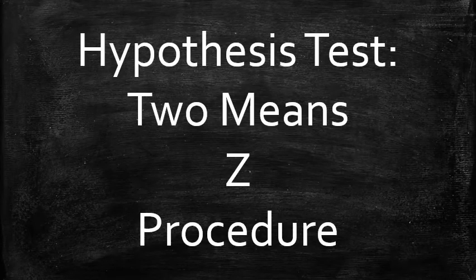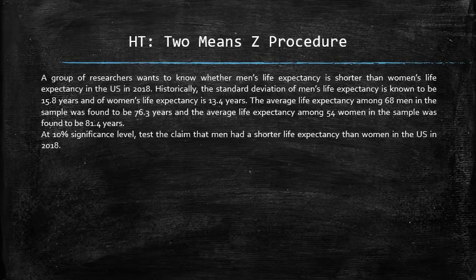Next, I will show how to apply the two means z procedure to test a statistical claim about two population means when population standard deviations are known. Consider the following example. A group of researchers wants to know whether men's life expectancy is shorter than women's life expectancy in the US in 2018.